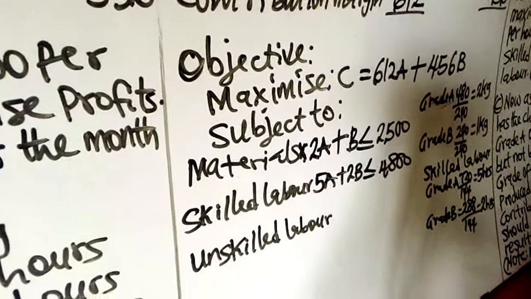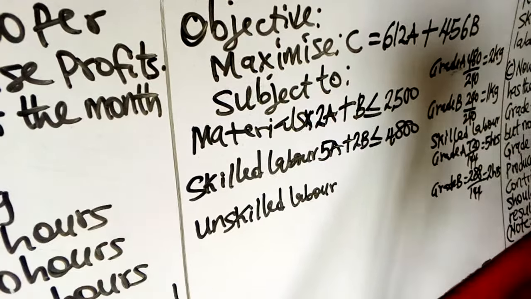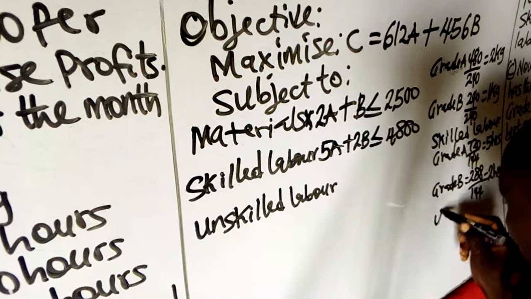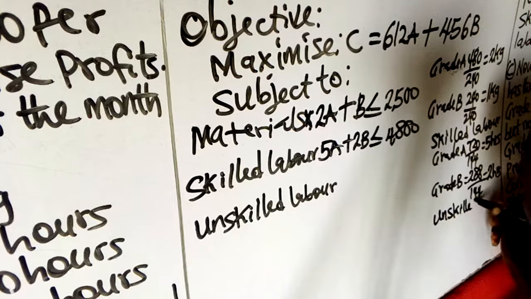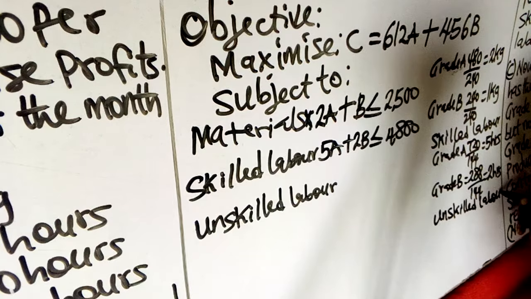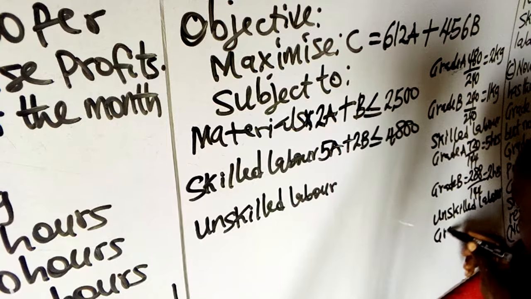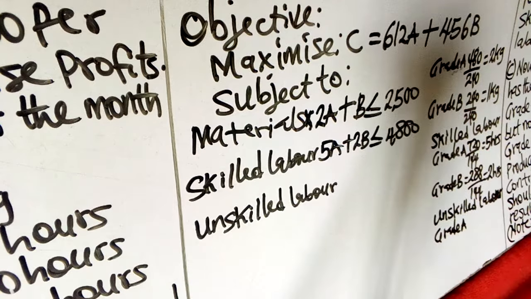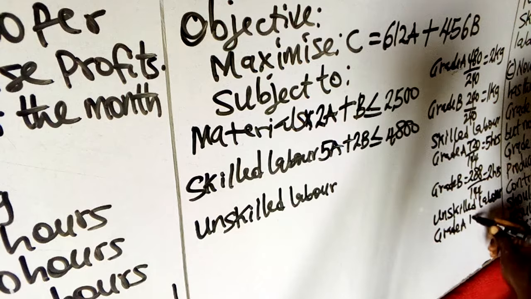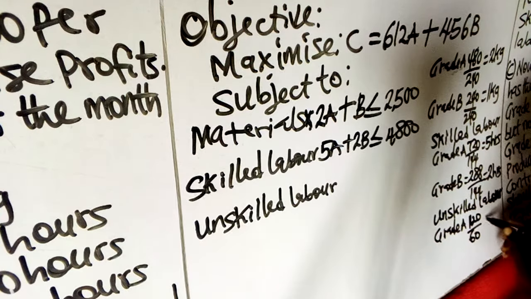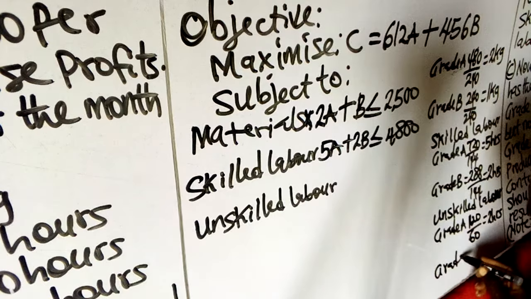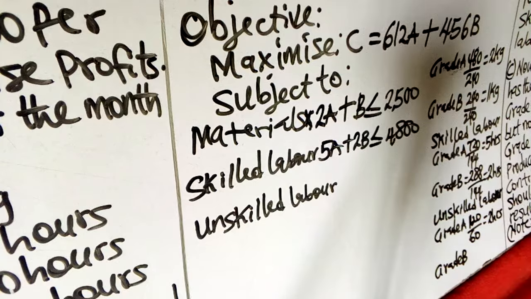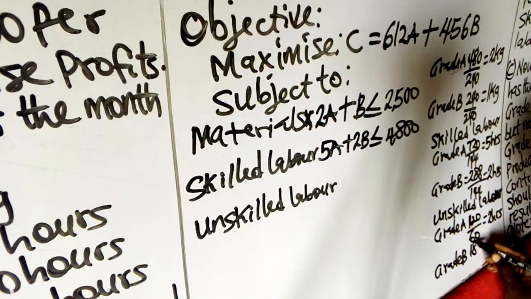So we have unskilled labor, grade A. You have 120 naira divided by 60, then we have 2 hours. For grade B, we have 180 naira divided by 60. We have 3 hours.